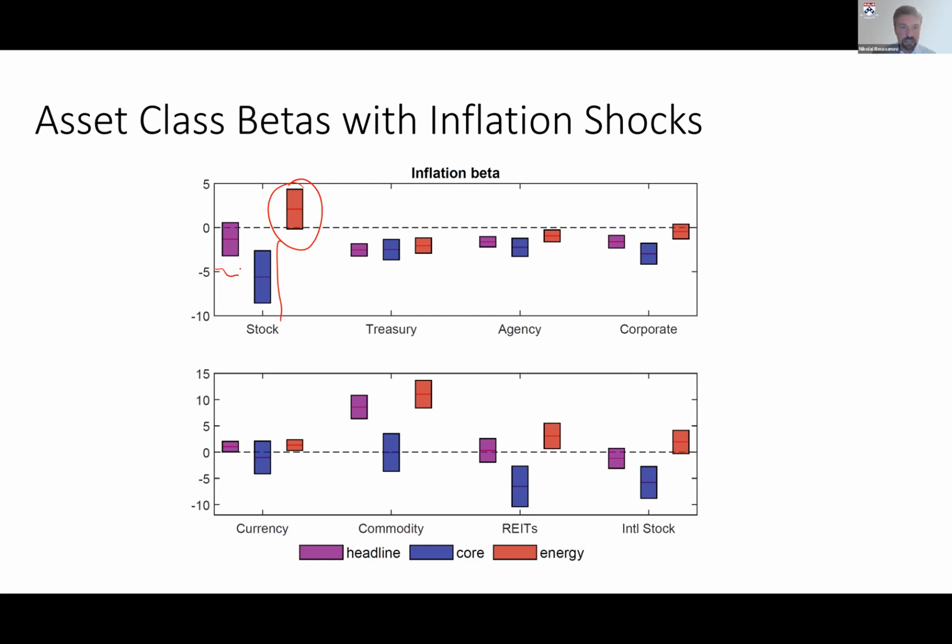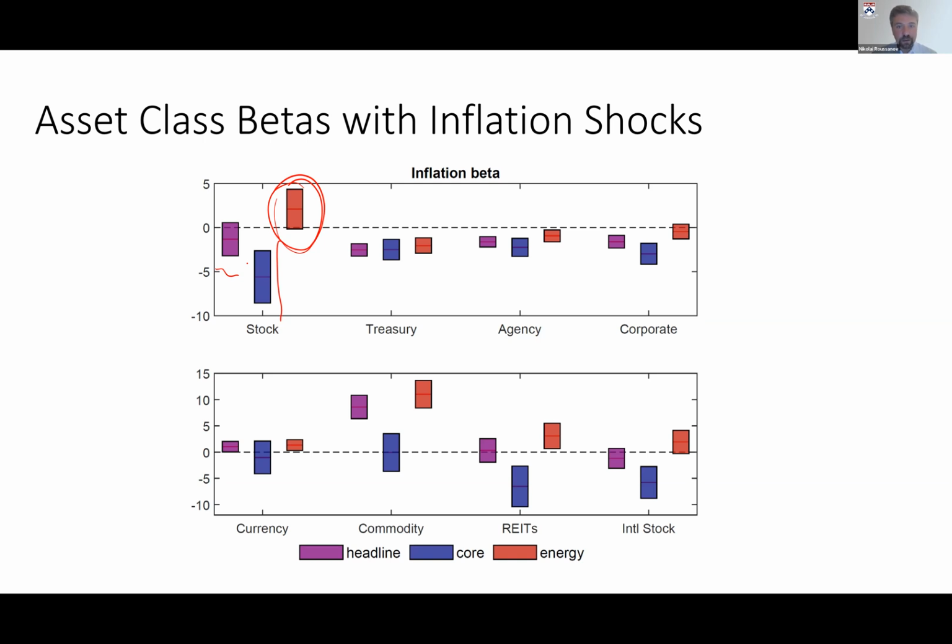And this is why we see this ambiguous picture when we look at headline. Even though the persistent piece, the core, is very strongly negatively affecting stocks in the entirety of our sample, even though, of course, it gets less statistically significant in the last couple of decades when core inflation is not very volatile, its magnitude is basically the same throughout the sample. But when combined with this very strongly positive beta of energy, which is the more volatile component, we end up having this very mixed picture for headline.